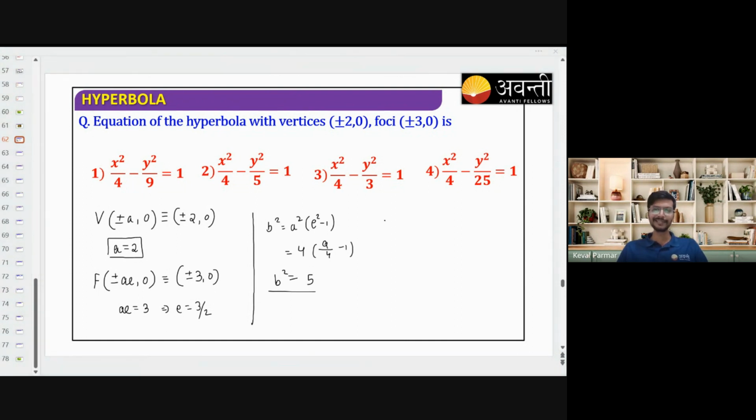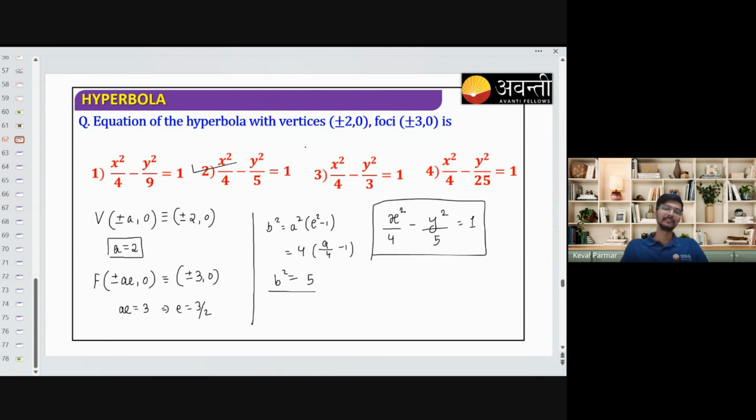What is the equation, guys? The equation is very simple. It will be x square upon a square minus y square upon b square is equal to 1. This is my answer, which is option number 2, the second option. All right, guys, I hope you understood it. Let's see the next question.